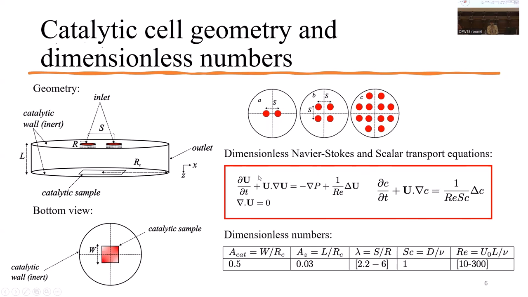As we can see, both equations involve two different dimensionless numbers. The Reynolds number, which describes the flow dynamics, and in this range of this parameter, the flow is considered a laminar flow. And we have the Schmidt number, which is fixed to one for all the simulations.